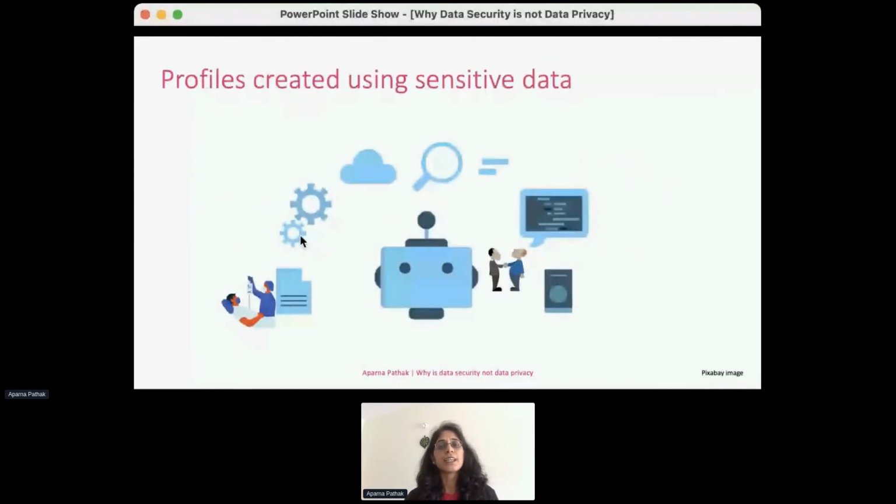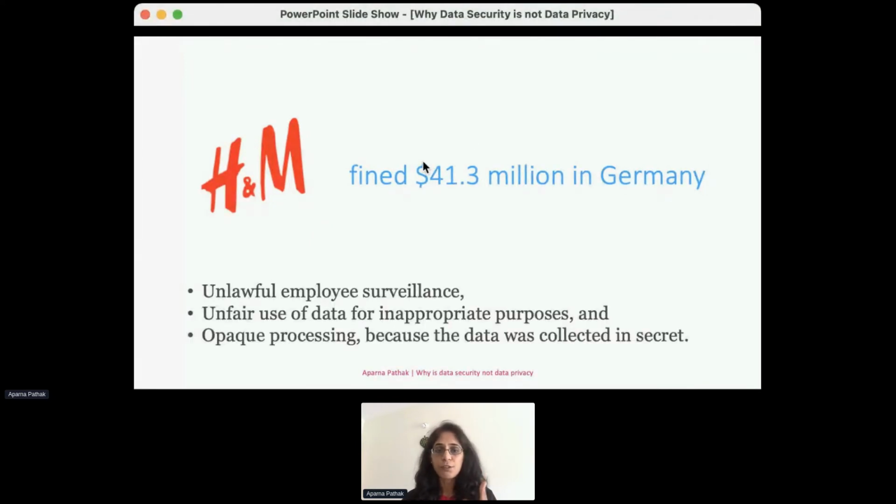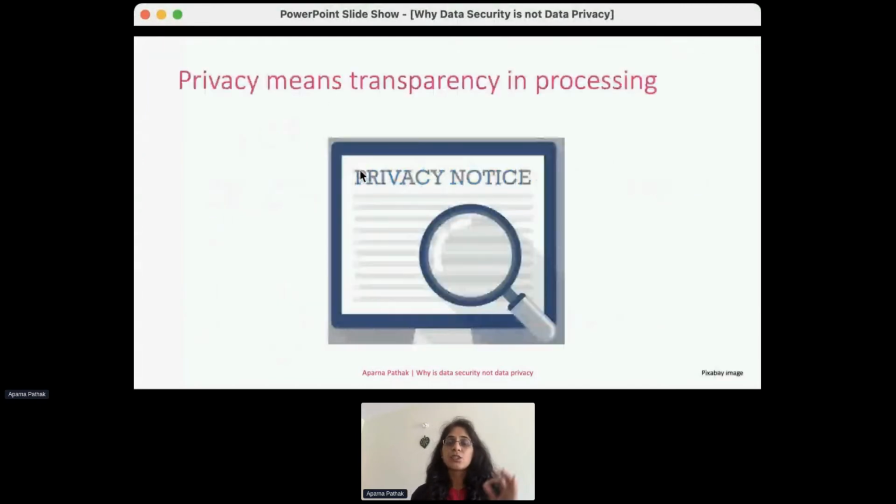So this organization collected the sensitive information through one-on-one chats with people who had gone on long leaves and then used it to create a profile and decide on their promotions, their compensation, and what kind of work they can be given. This company, H&M, was fined 41.3 million in Germany for unlawful employee surveillance, for unfair use of data for inappropriate purposes. Opaque processing, because data was collected in secret. It was a one-on-one conversation, a friendly talk with the supervisor.